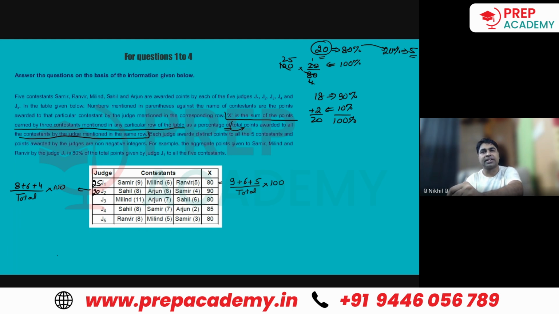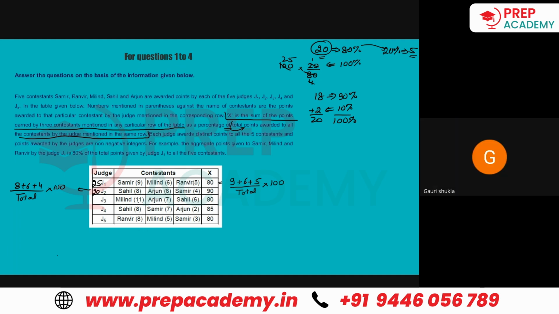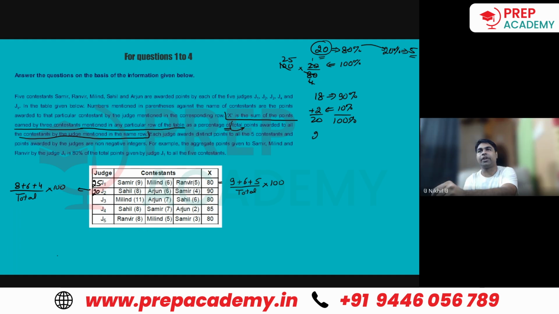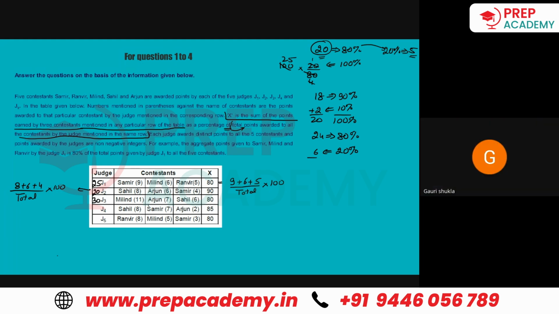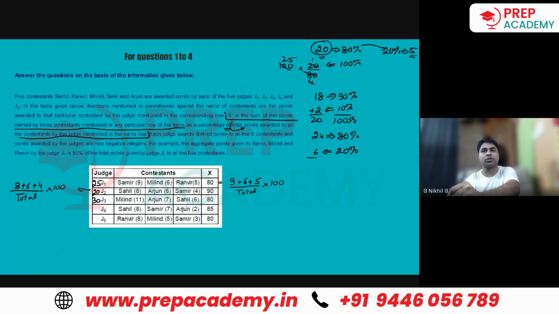Judge 3, 6 plus 7, 13. 13 plus 11, 24. 24 is equivalent to 80%, right? So what would be 20%? It would be divided by 4. So 24 divided by 4 would be 6. So the grand total of that would be 30. Understood? Yes, sir.